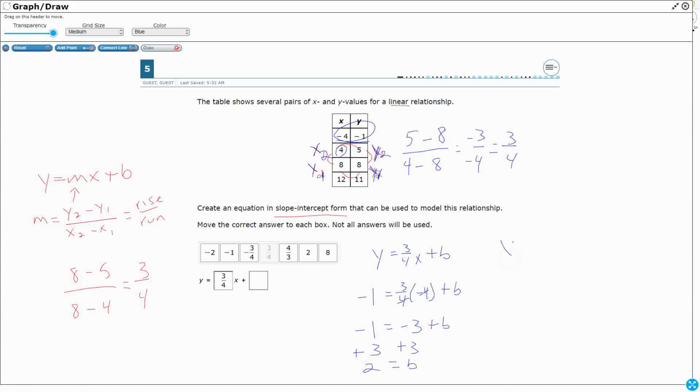So here's my final equation. Y equals 3/4 x plus 2. If you want, you can plug it into any of those to verify, but that is going to be our answer.